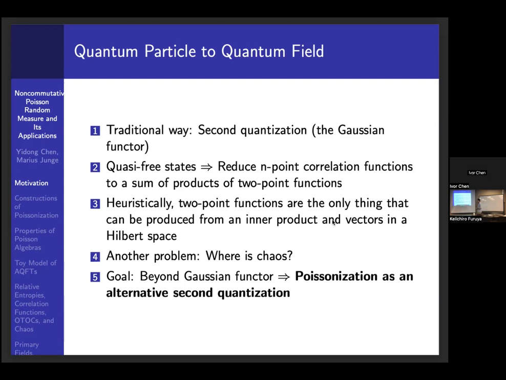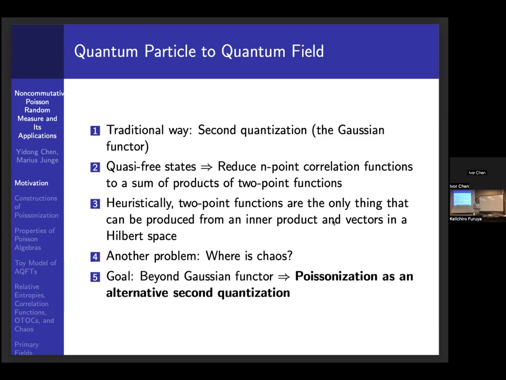The underlying data, the key data, is the two-point functions. Why? Because you're looking at the Hilbert space, and the structure on the Hilbert space is the inner product. And the inner product takes in two vectors and spits out a number. Let me ask you a somewhat impossible task. I give you three vectors, and the only structure you can use is the inner product. Can you produce something that resembles a connected piece of a three-point function?